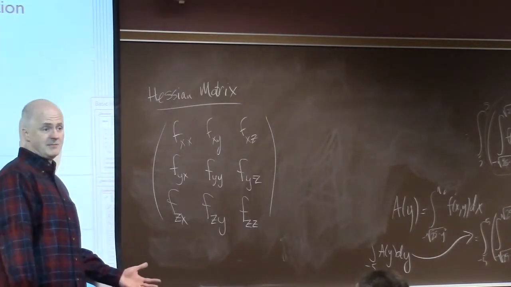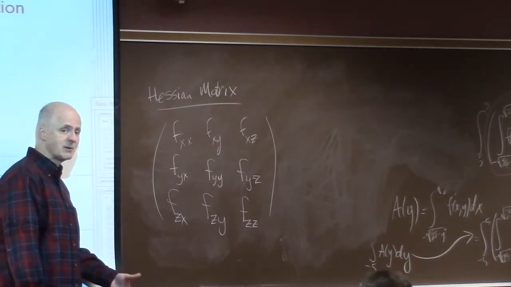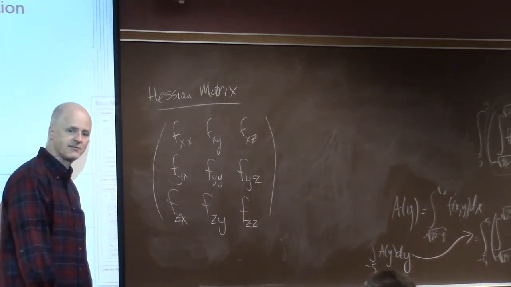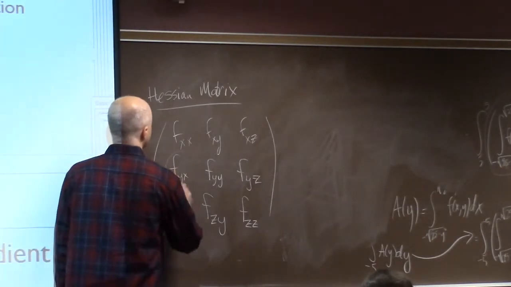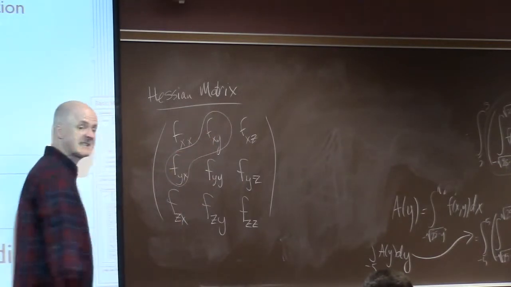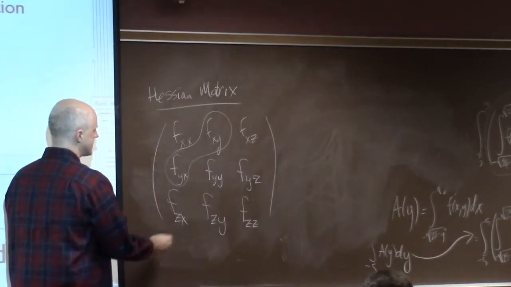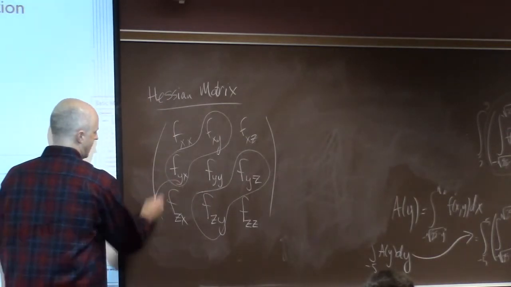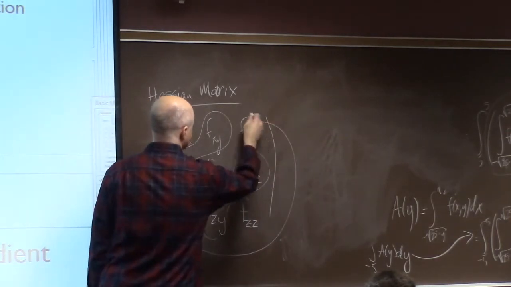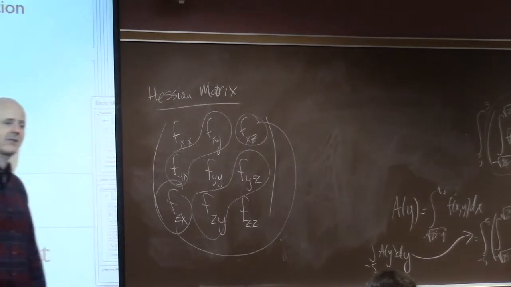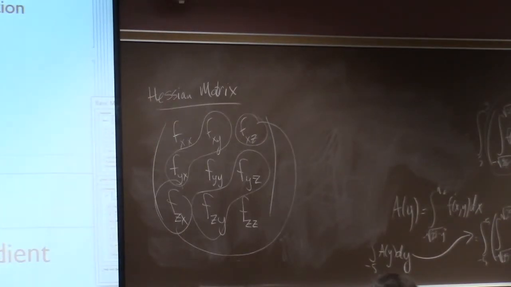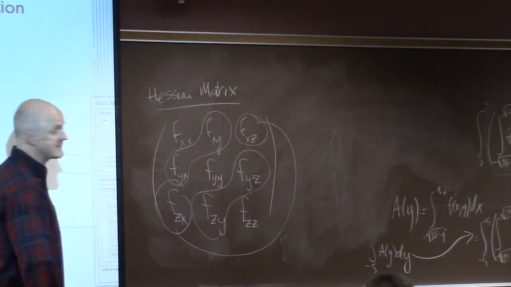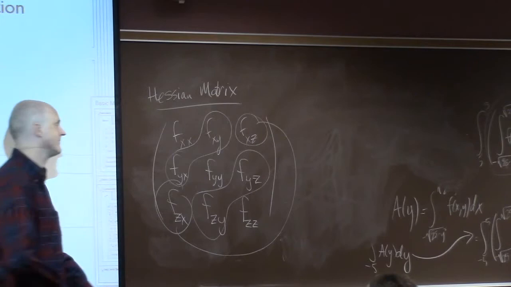By Clairaut's theorem, when your function is nice, which we pretty much always deal with here, these mixed partials are the same. Those two are the same. These two are the same. And this one is the same as this one. So actually, you don't have to calculate 9 distinct partial derivatives. It's enough to calculate 6 distinct ones. There's some symmetry in the matrix. It's in fact called a symmetric matrix.